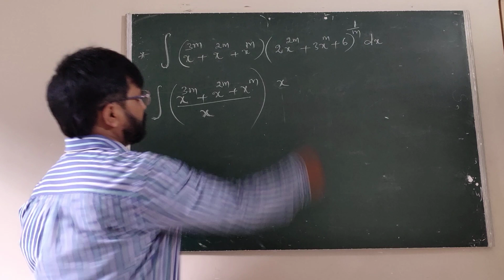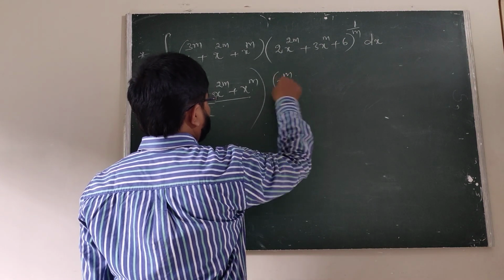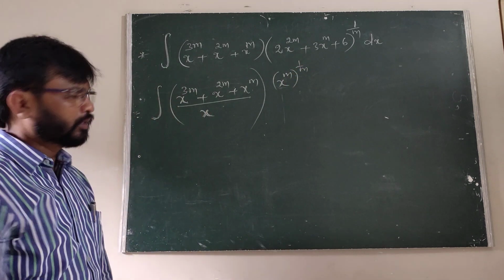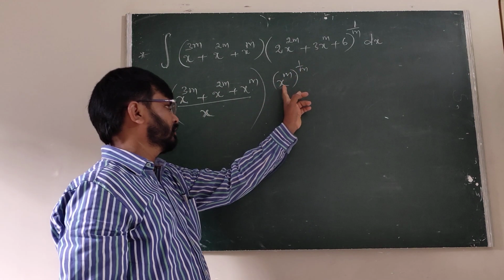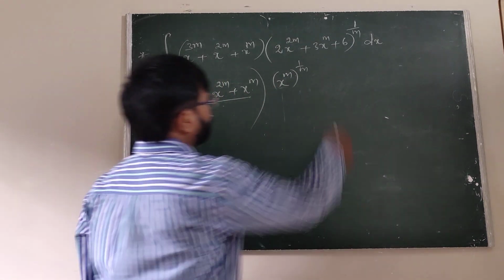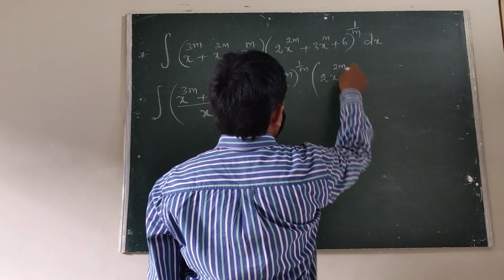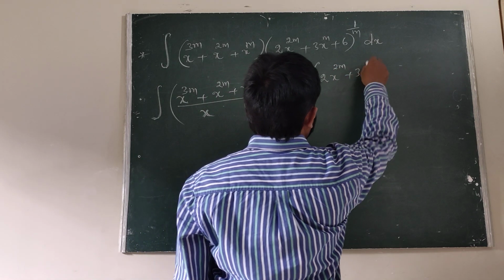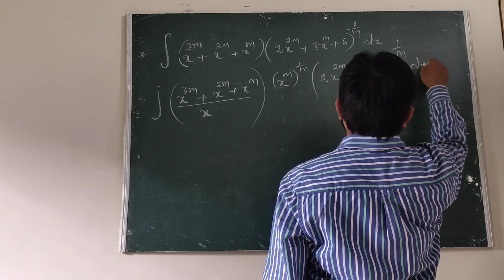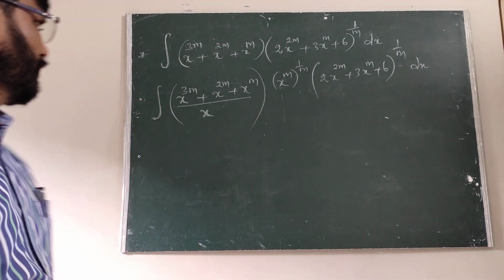After that, this x can be written as (x^m)^(1/m). The m's are cancelled, so into x by x are cancelled. Then again we are getting this one. So now this is (2x^2m + 3x^m + 6)^(1/m) dx.